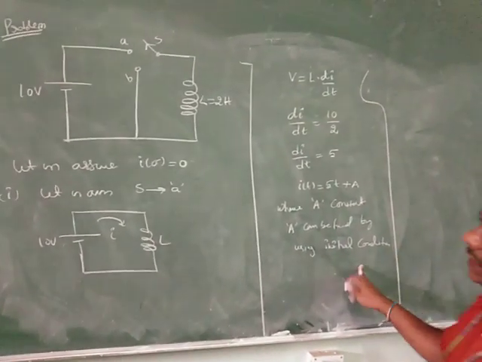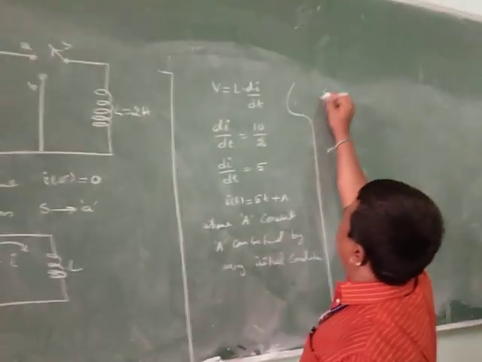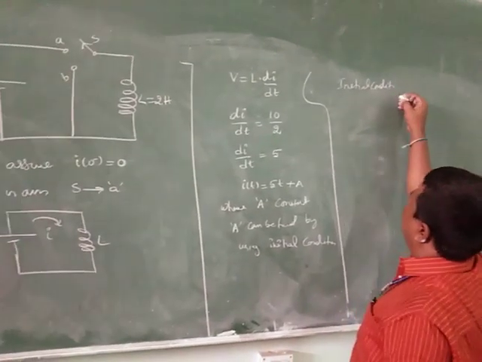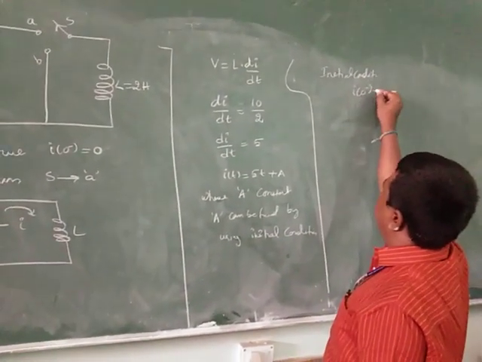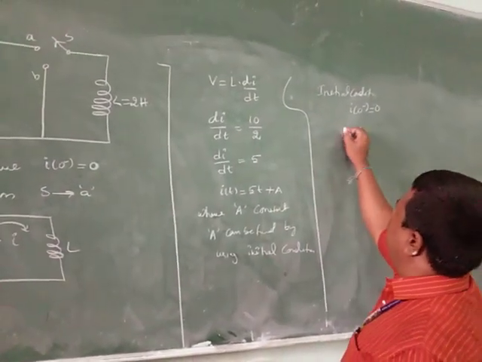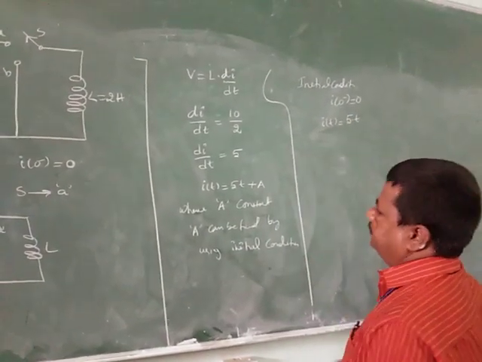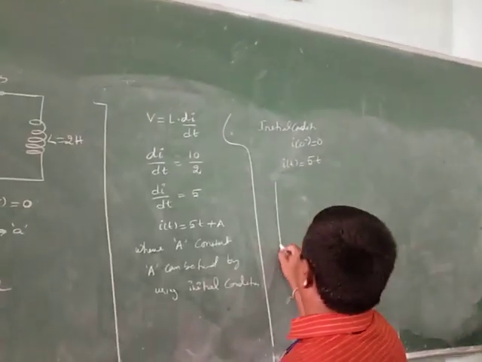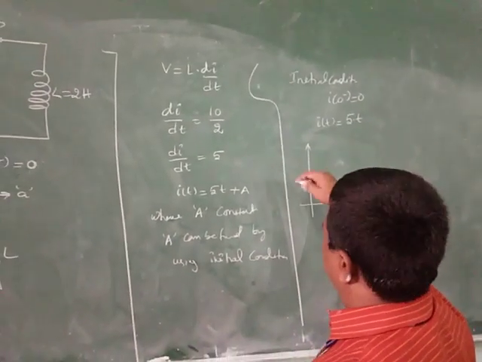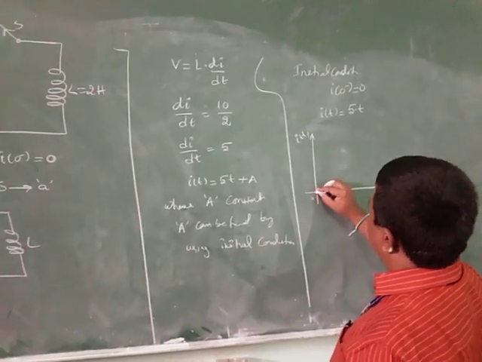What is the initial condition here? The given initial condition is I of 0 minus is equal to 0. Then substitute here. Then I of t is equal to 5 into t. Now draw this: this is t, and here the current I of t is equal to 5t.